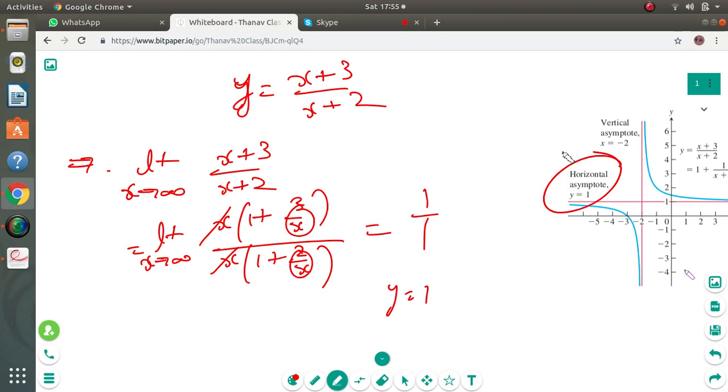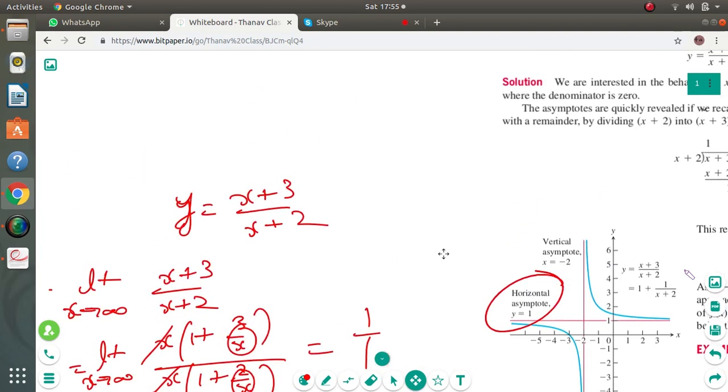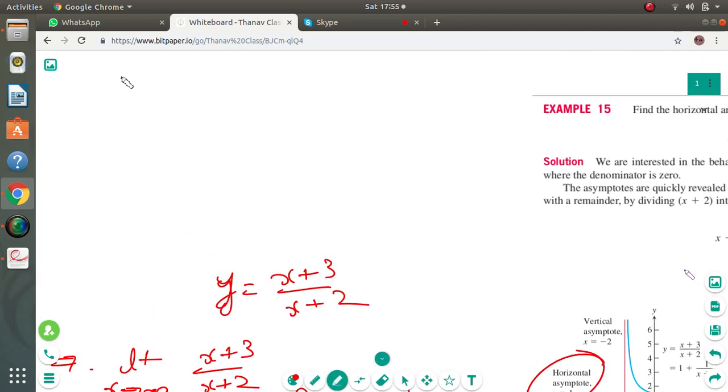Getting it? Now how to find the vertical asymptote? The method to find the vertical asymptote is as follows.